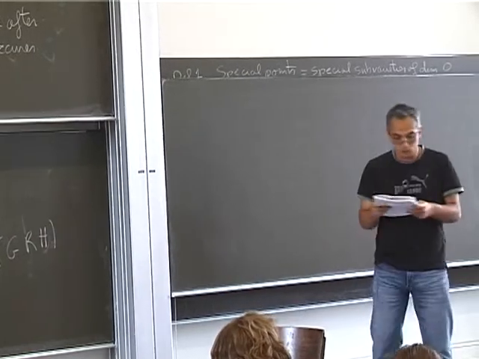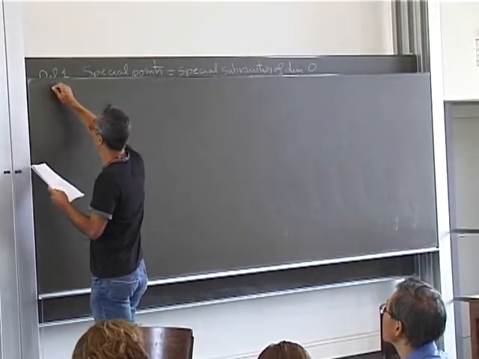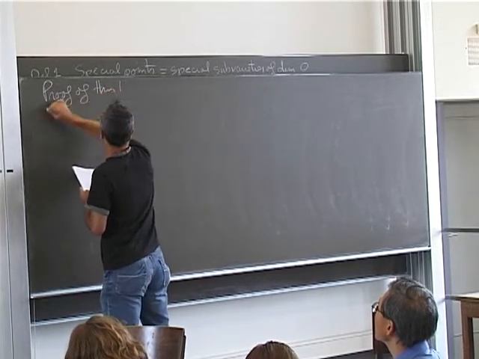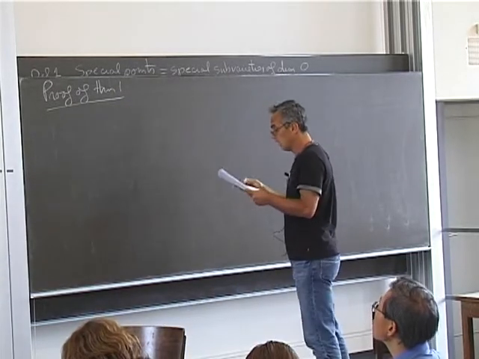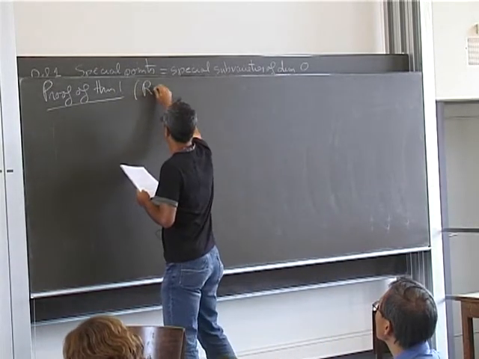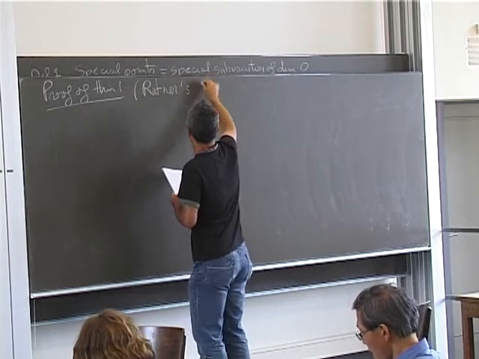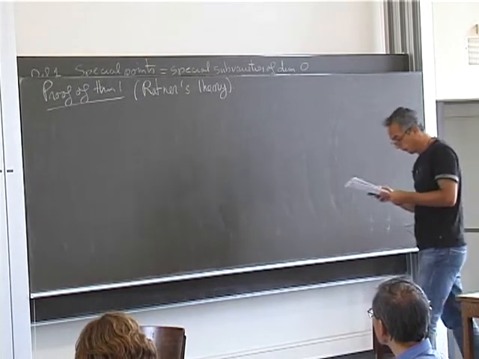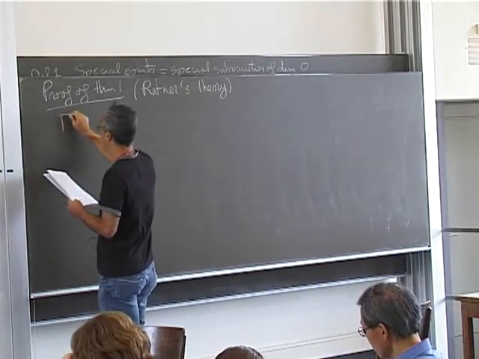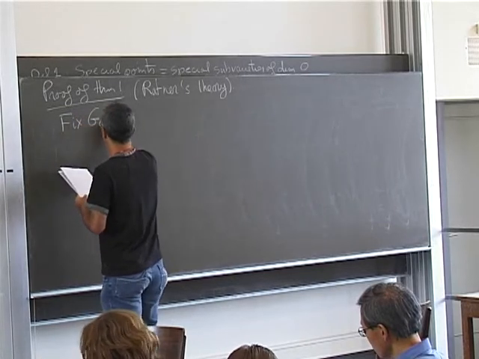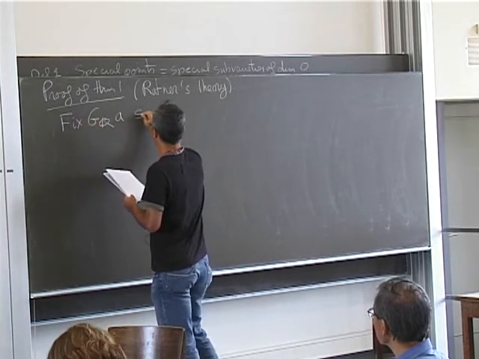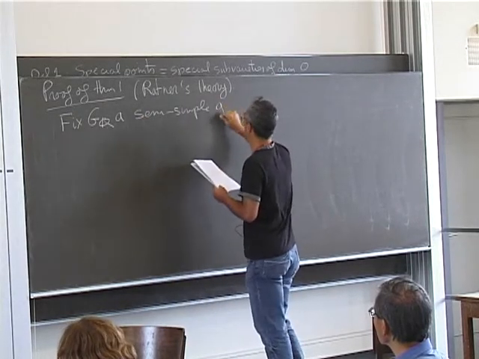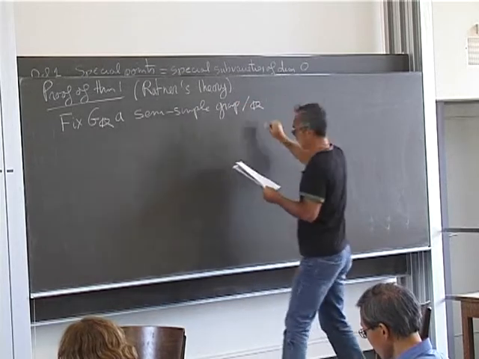So I would like to explain briefly the proof of the ergodic part, and it relies on Ratner's theory, and I want to explain this theory. So here is the situation. Fix G_Q a semi-simple group over Q.